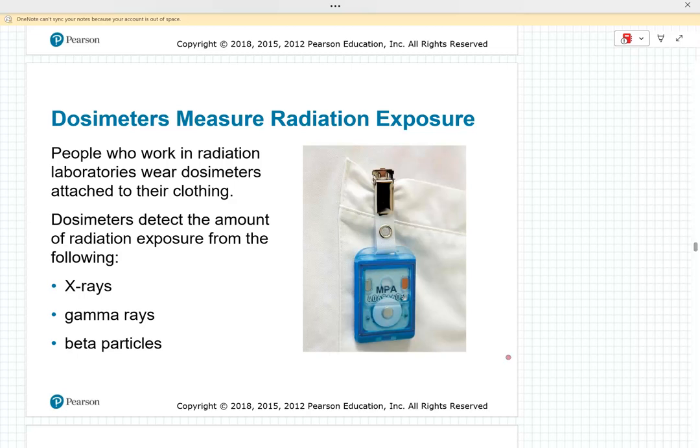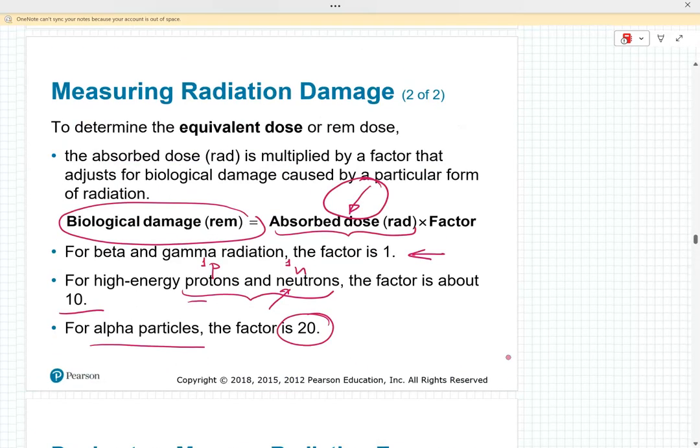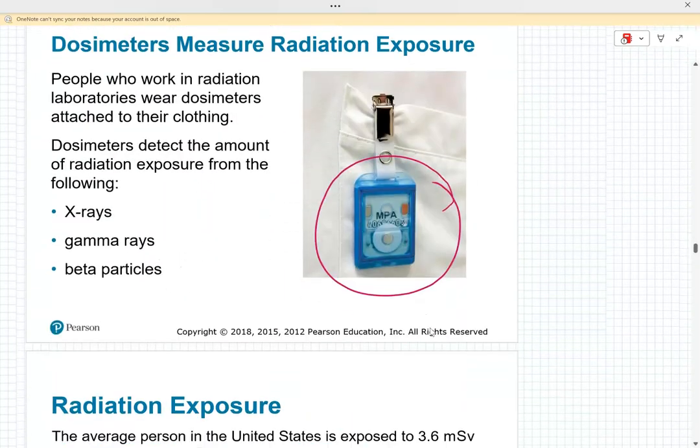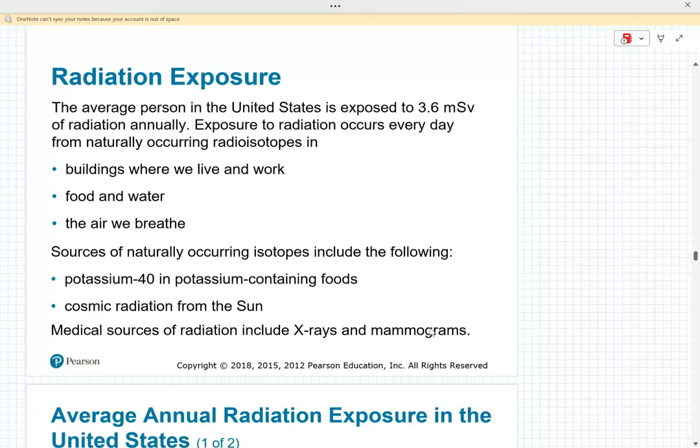So, you familiar with these guys? Yeah, personal dosimeters. They measure absorbed dose. Okay? Now, why? We are routinely exposed to radiation in buildings, in food or water, in air.